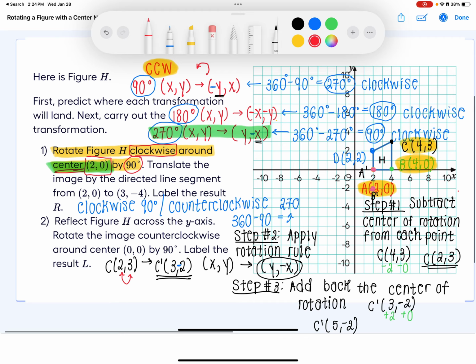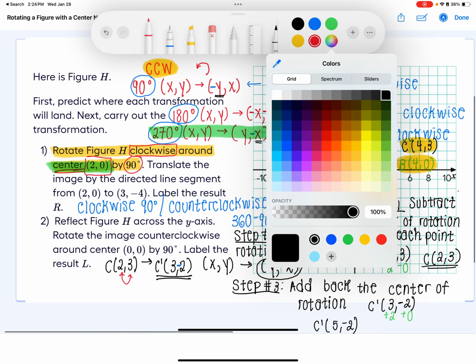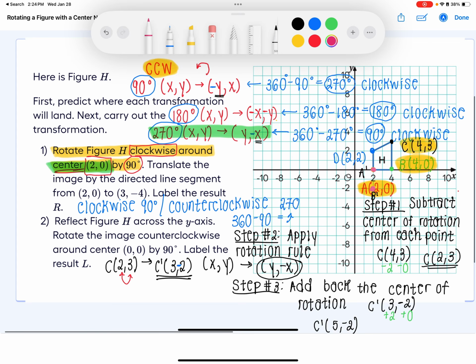All right, let's go back to our grid here and label again in pink our C prime. So (5, -2) is going to be right in the middle of 4 and 6, and I'm going to locate that negative 2 over there on my y-axis. That point there is going to be our C prime. All right, we're almost there. So we're just missing our D prime.